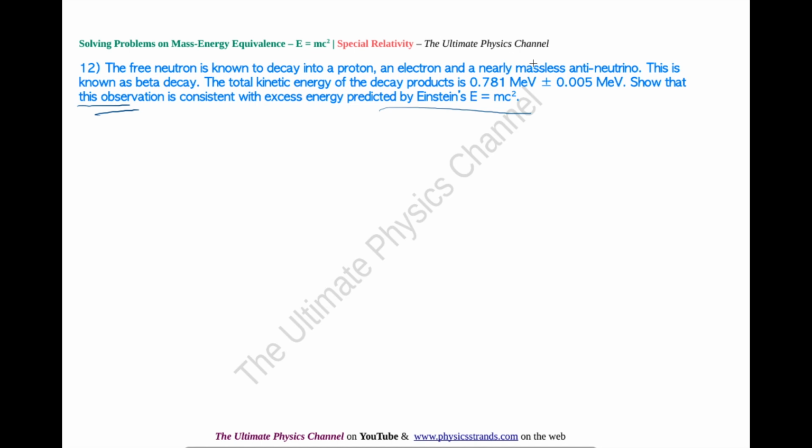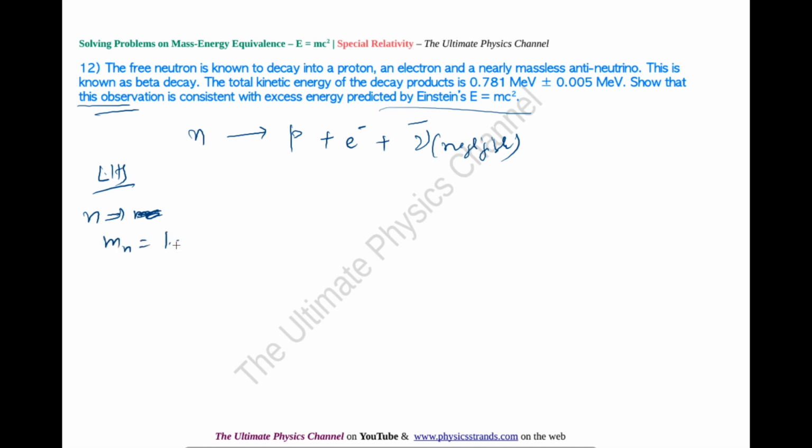Right? So here a free neutron would decay to a proton, an electron, and an anti-neutrino, which is nearly massless. So this mass is negligible. Therefore the two masses that are of importance are the proton and the electron mass on the right hand side and the neutron mass on the left hand side. The LHS mass is the neutron mass, mn, which is 1.008665 U.